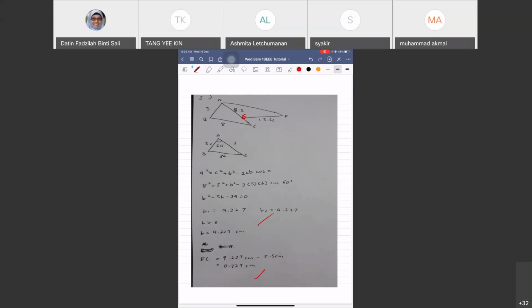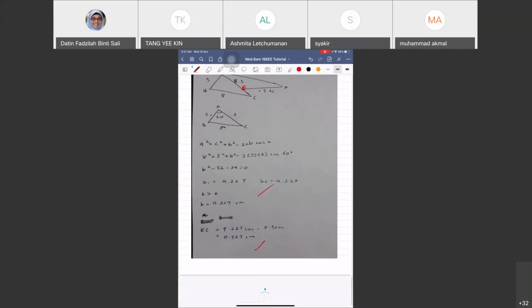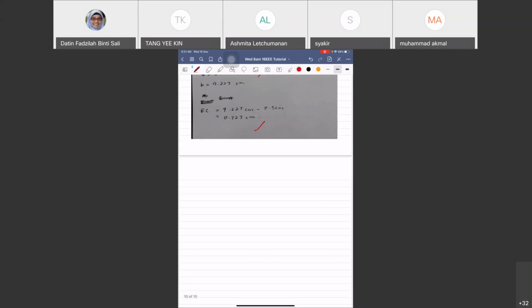Okay, class, do you get this one for EC? This is one way of doing it. I suppose if you have no question, that means you understood this length EC. So how do we find the second part?